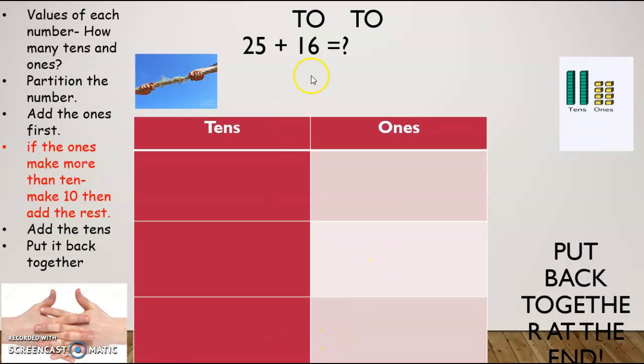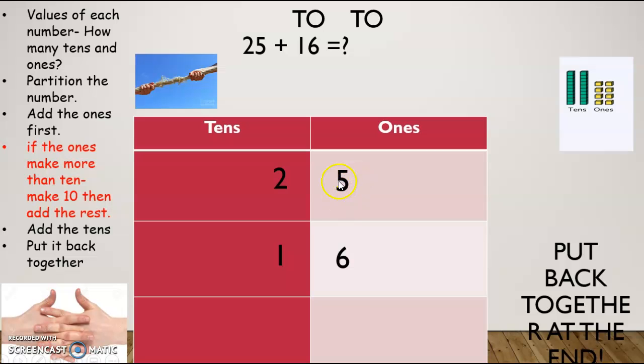Next question, we have 25 add 16. Values of each number. So in 25 I've got 5 ones and 2 10s. In 16 I've got 6 ones and 1 10. So now we're adding the ones first. That's going to make more than 10.